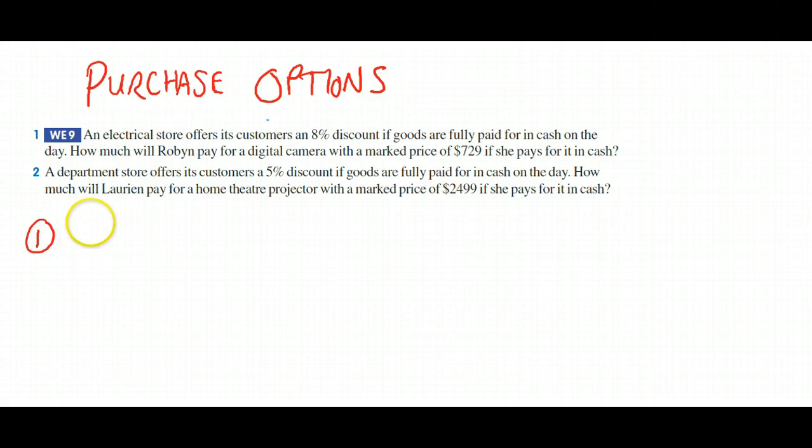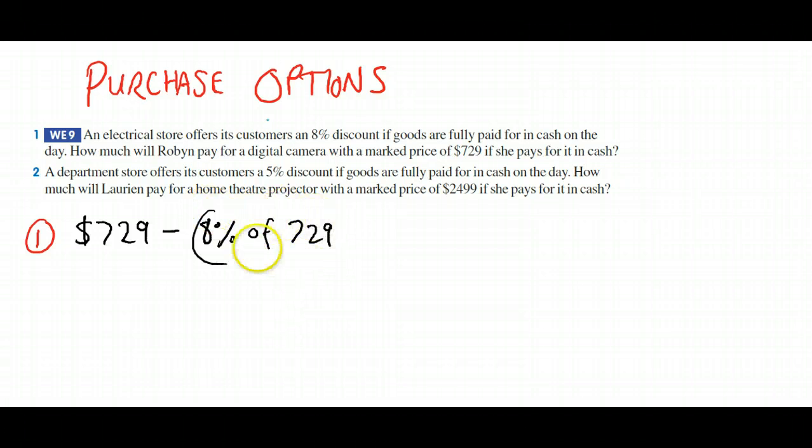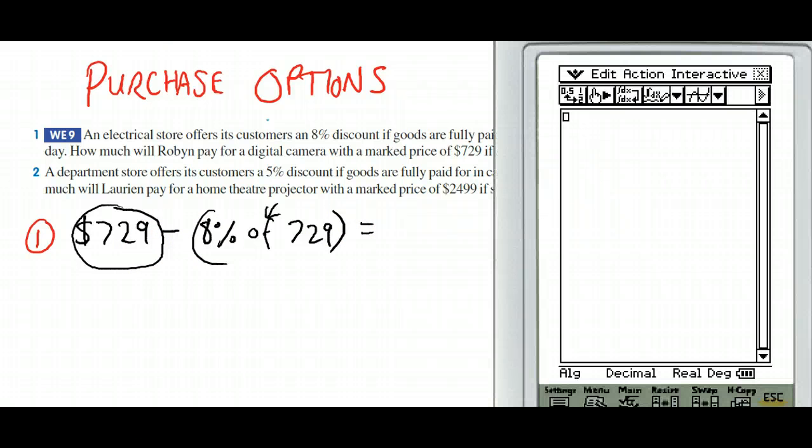Okay, so the cost of the camera is $729 and she's going to get an 8% discount on that camera if she pays in cash. So 8% of 729, that's the discount, and that's the amount that she would pay without the discount. So we just take the discount away from the amount and put that into a calculator. So it's going to be 729 minus 8%. We've got to express that as a decimal, which would be 0.08, and then multiply it by 729.